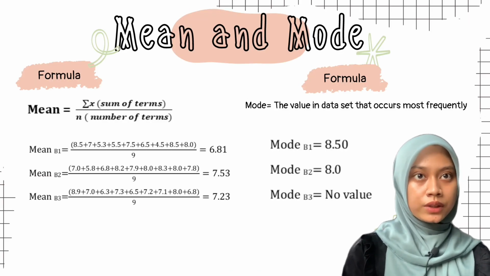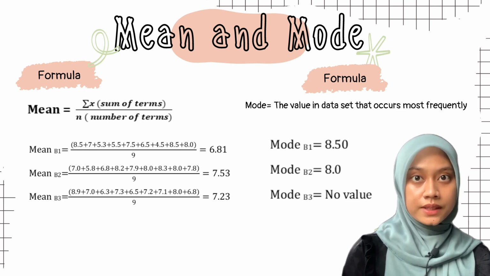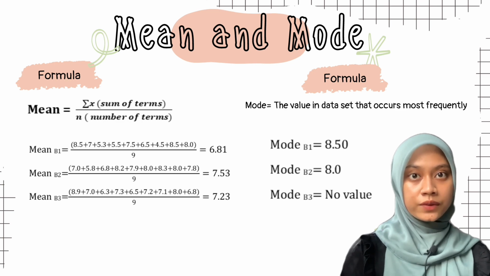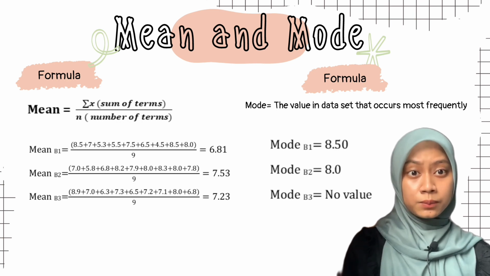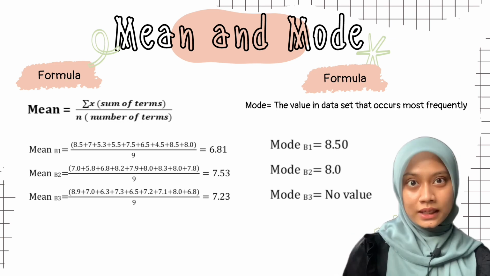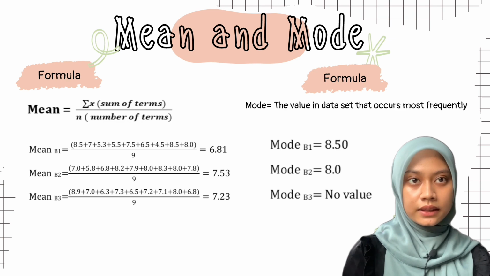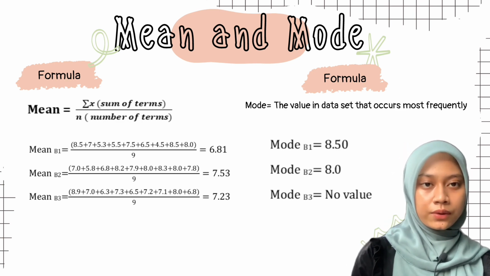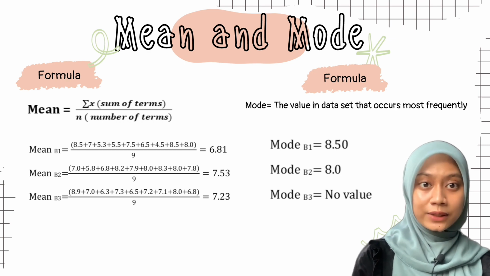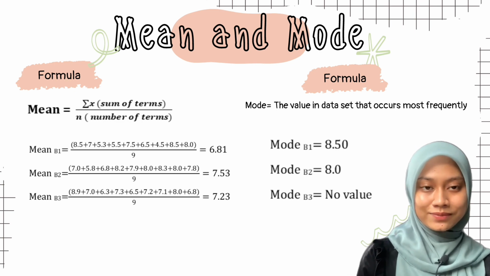To calculate the mean, we need to refer to the raw data that have been collected. The formula of mean is the sum of terms divided by n, which is the number of terms. The mean for block 1 is 6.81, block 2 is 7.53, and lastly block 3 is 7.23. For calculation of mode, we just need to determine the value in the data set that occurs most frequently. Mode for block 1 is 8.50 and mode for block 2 is 8.0, and for block 3 there is no value that occurs frequently.